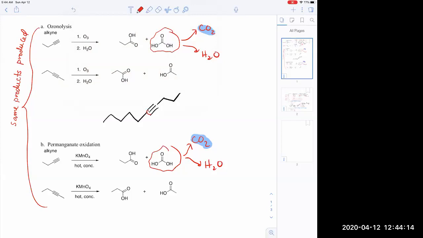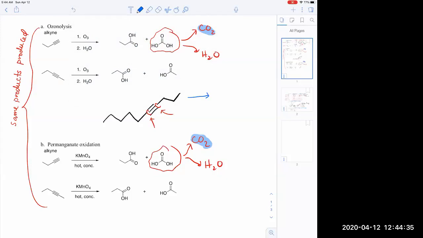I look at the carbons. The one on the left is attached to 5 other carbons in the chain. The one on the right has 3 more carbons on the chain.